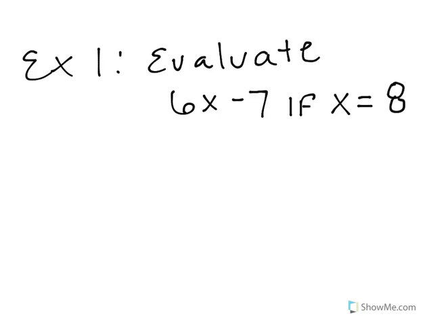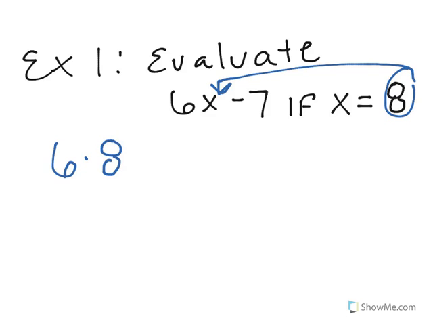So, 6x minus 7 if x equals 8. All I'm going to do is take 8 and plug it in for my variable x. So I'm going to say, what is 6 times 8? Again, when there's a variable next to a number, you have to assume that it's just multiplication, and then minus 7. Then I have to think back to order of operations.